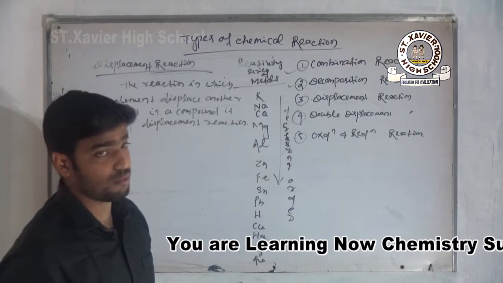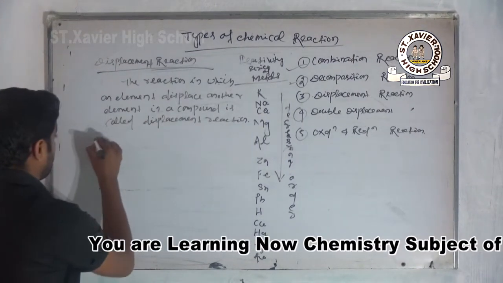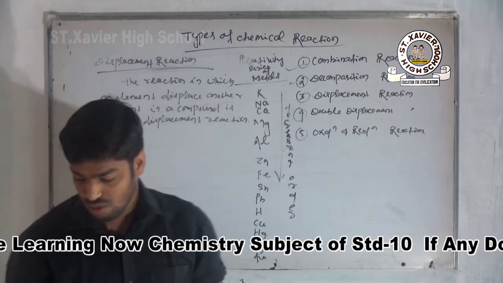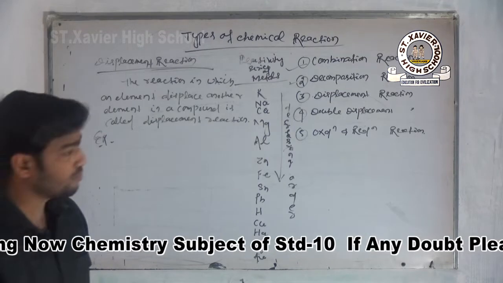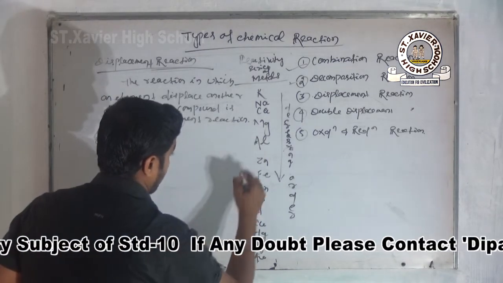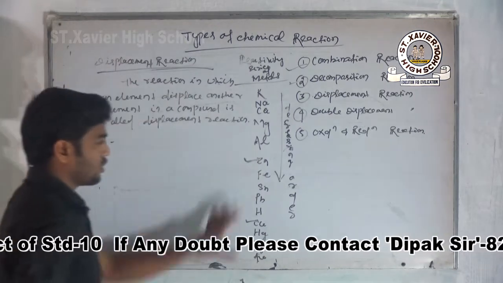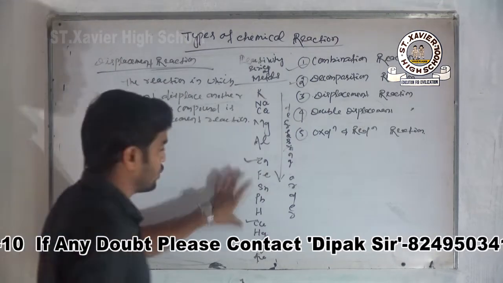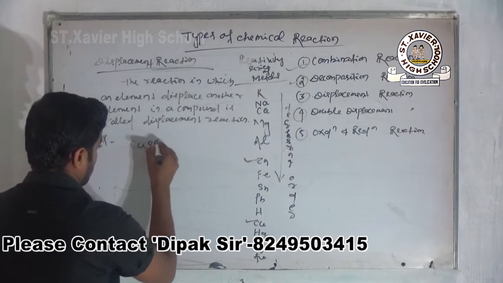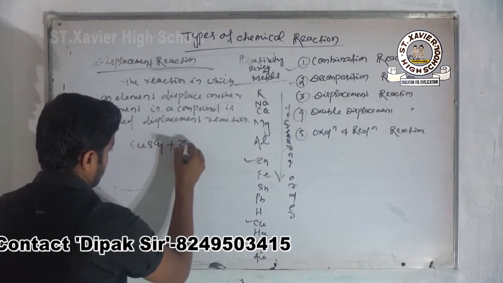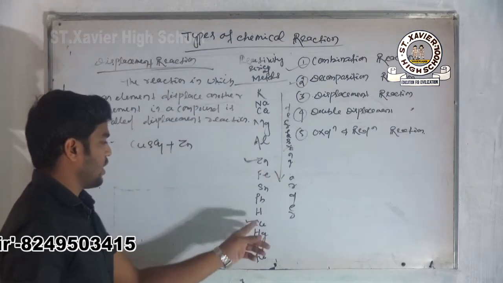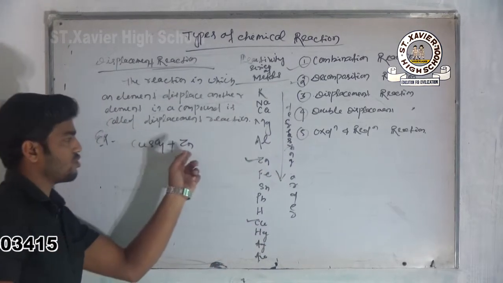Then what will be the example? Comes to the example. What is the example of displacement reaction? We have to take a simple example. Let us take two metals, that is copper and zinc. Let us take the example between copper and zinc: copper sulfate plus zinc.